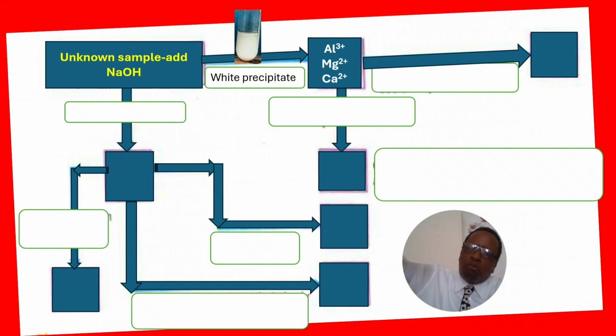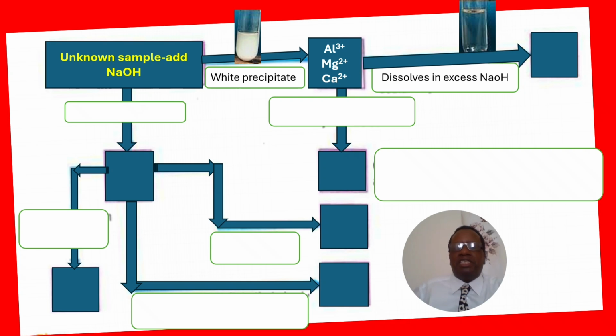If we add more sodium hydroxide in excess and the precipitate dissolves, we can now confirm that the sample contains aluminium. Right. If the precipitate does not dissolve in excess sodium hydroxide, it means it's having magnesium and calcium.